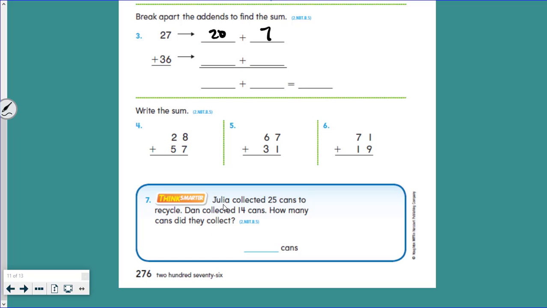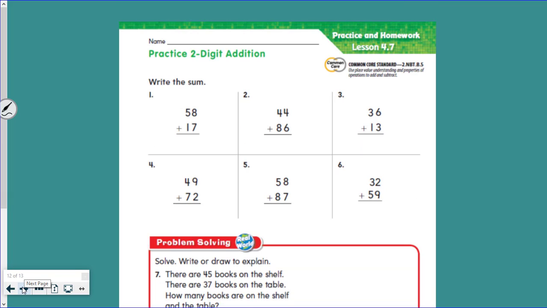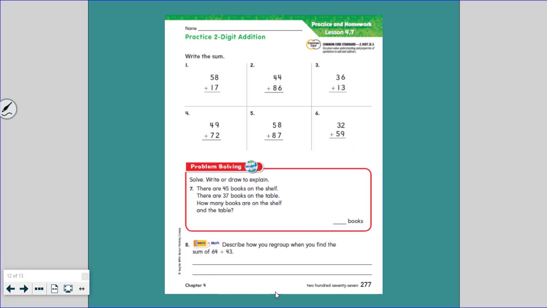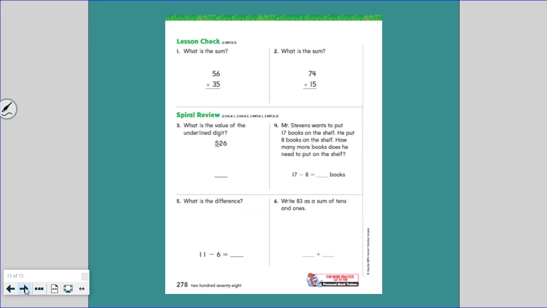Then number 7, here's the problem you're going to solve. Julia collected 25 cans to recycle. Dan collected 14 cans. How many cans did they collect in all? Show your work over here. Okay? Alright. When you're done with that, then you're going to do your homework pages. So make this bigger. 277 and 278. Alright, good luck.